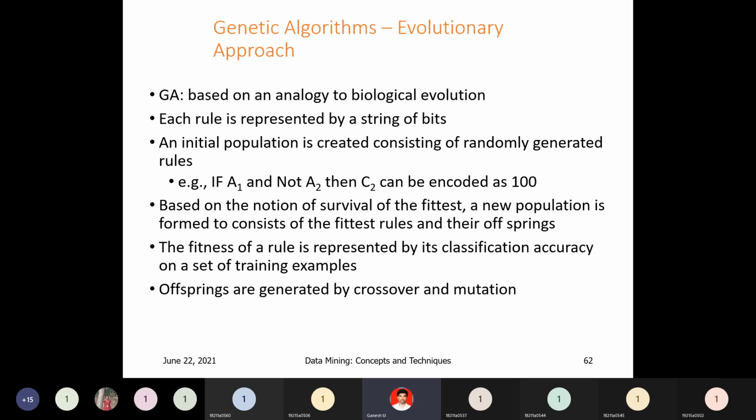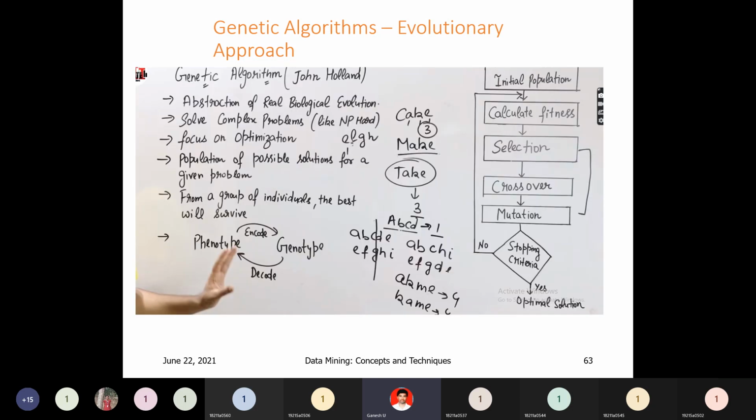Based on the notion of survival of the fittest, a new population is formed consisting of the fittest rules and their offspring. The fitness of a rule is represented by its classification accuracy on a set of training examples. Offspring are generated by crossover and mutation. We will see all of these in this simple example, where we can understand the genetic algorithm clearly.